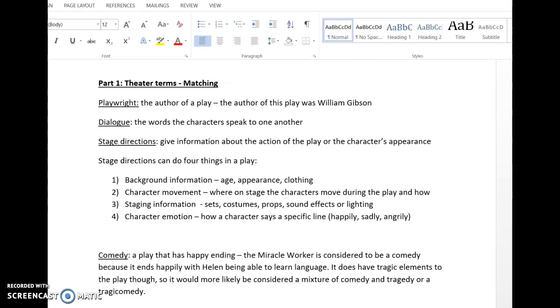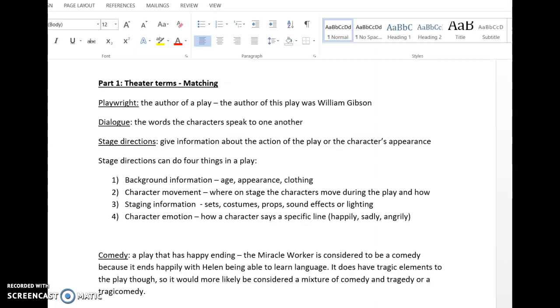Staging information. So what type of set is there? Costumes, props, sound effects, or lighting, that's all staging. Any parts of that that are in the play are described usually in stage directions. And lastly, character emotion, so how a character says a specific line. Do they say it happily, sadly, angrily? That can be a stage direction as well.